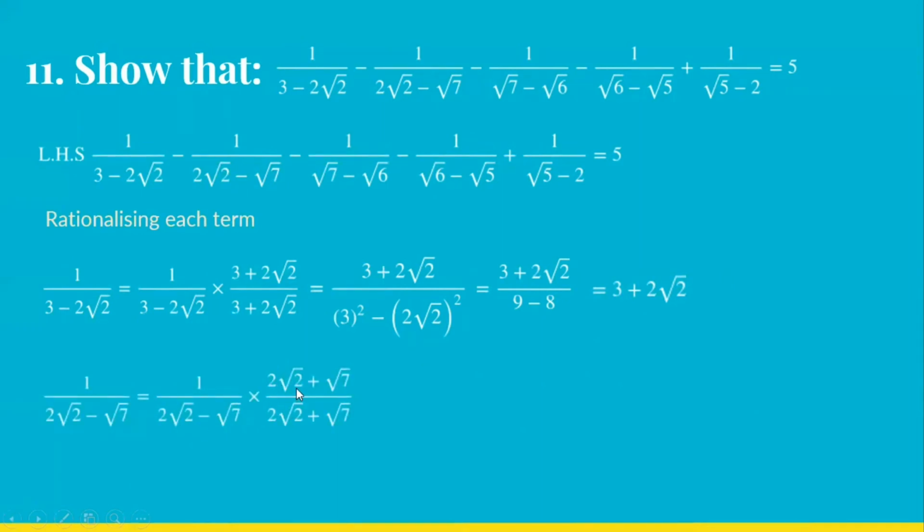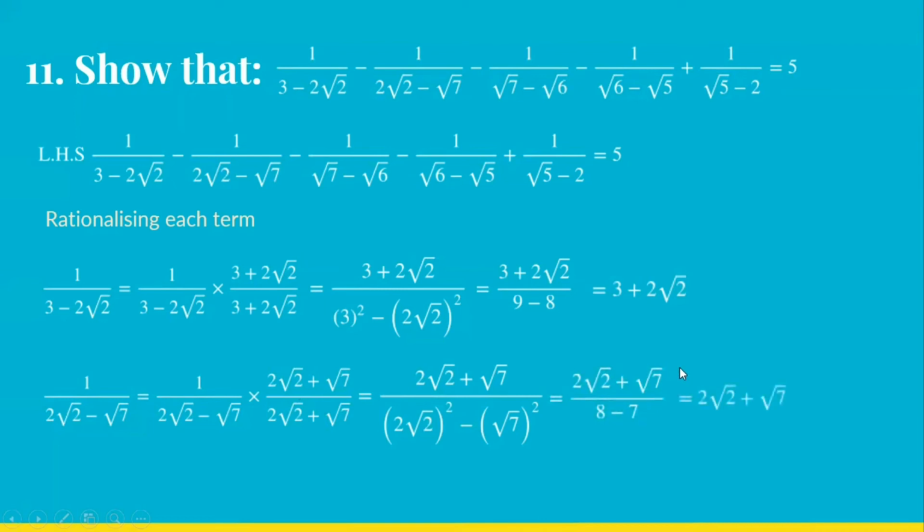The rationalizing factor is 2 root 2 plus root 7. Use the identity (a minus b)(a plus b) is a squared minus b squared. 2 root 2 squared is 8, and root 7 squared is 7. So 8 minus 7 is going to be 1. So we get this as 2 root 2 plus root 7.